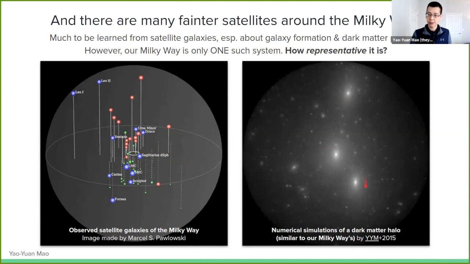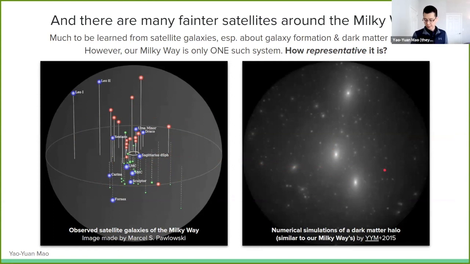And so these substructures, which we believe host satellite galaxies like the LMC and SMC, are orbiting the Milky Way. By comparing what we observe and what we simulate, we are hoping to connect the satellite galaxies that we observe with this substructure and then put a constraint on the dark matter physics. But again, one of the difficulties is to really connect this particular realization of the satellite system with the simulation. How do we know the Milky Way is representative of galaxies in this halo mass range?